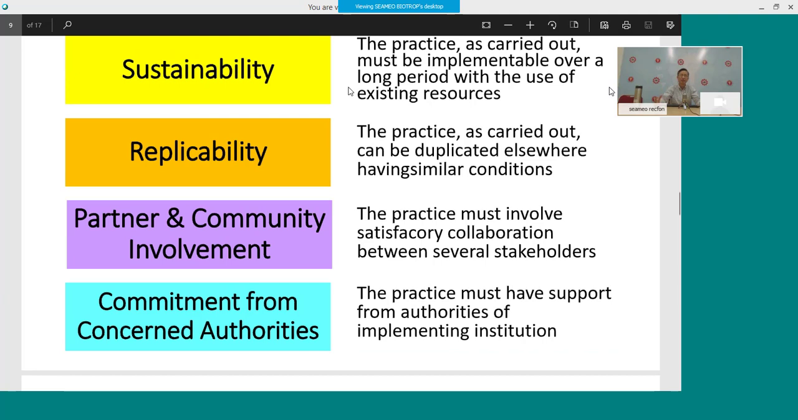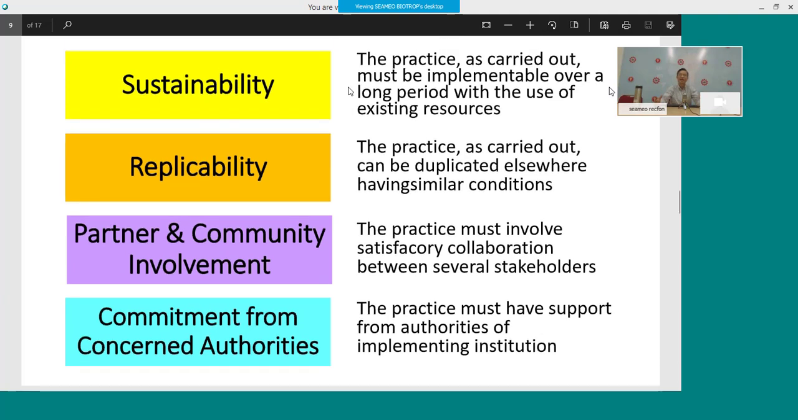Next slide. So the next slide, the criteria is all about sustainability. This, I think you are all familiar because you keep on hearing this word, especially we have the Sustainable Development Goals. So sustainability means the practice, when you carry it out, must be implementable over a long period with the use of existing resources. So no matter the teacher and the students already graduate, but you still have the practice, and the next batch of students can still apply the practice, then it could be very sustainable.